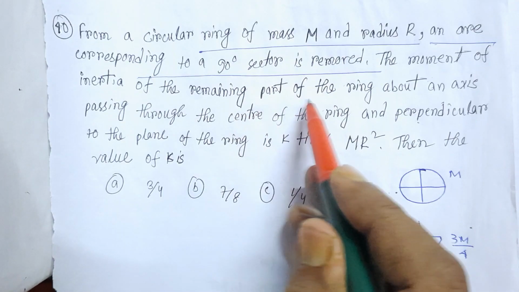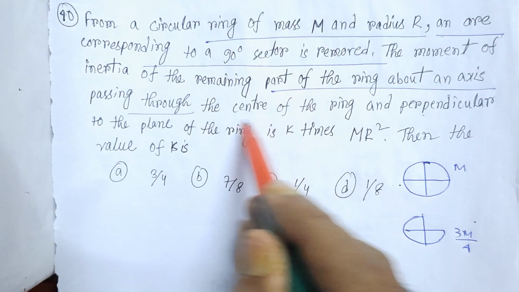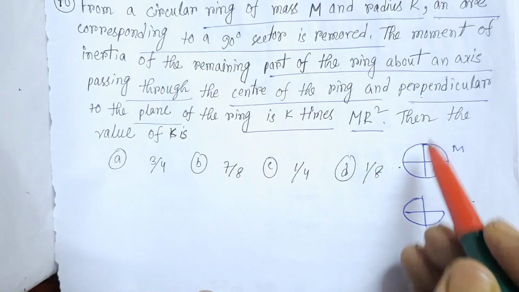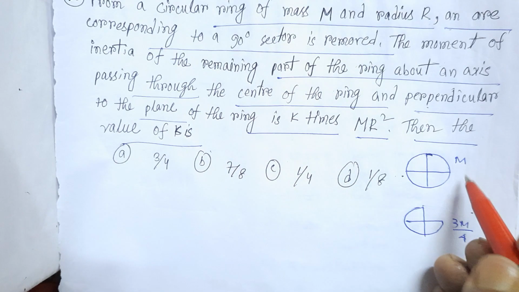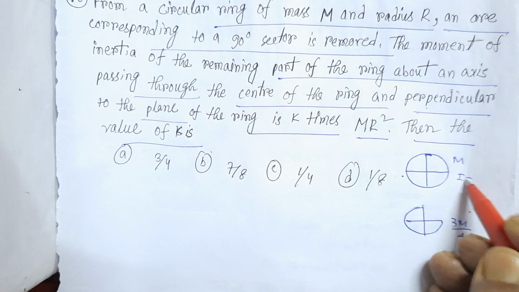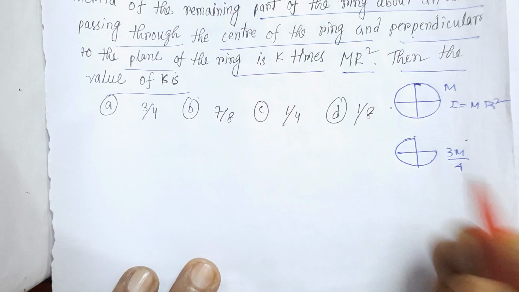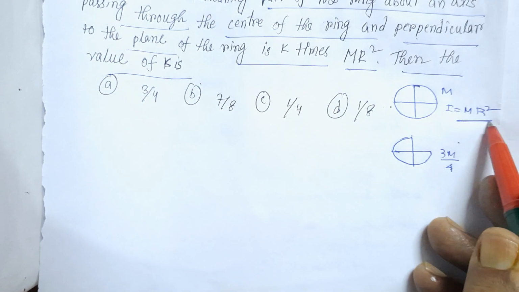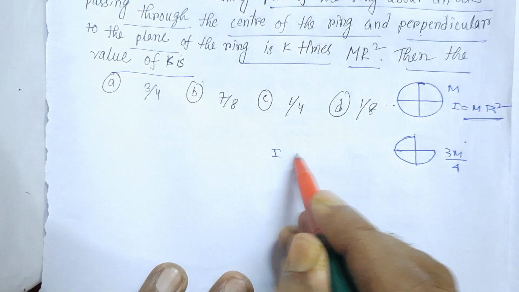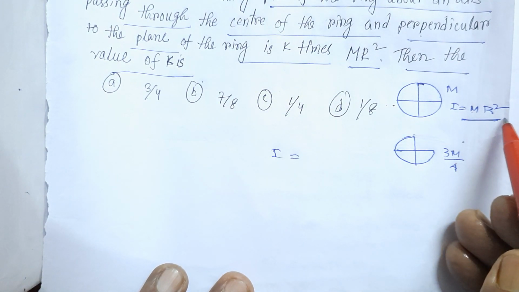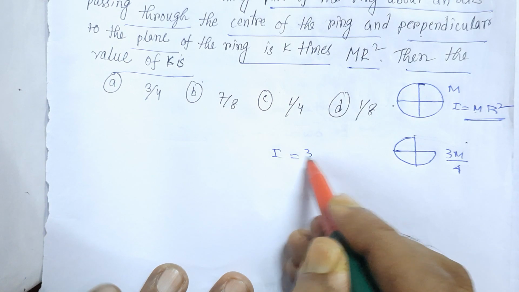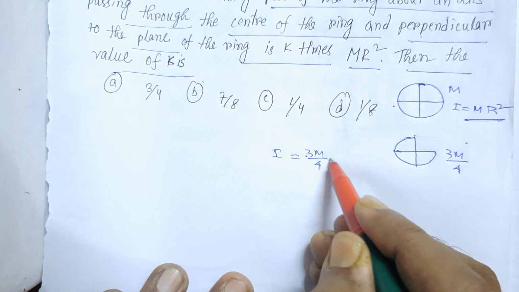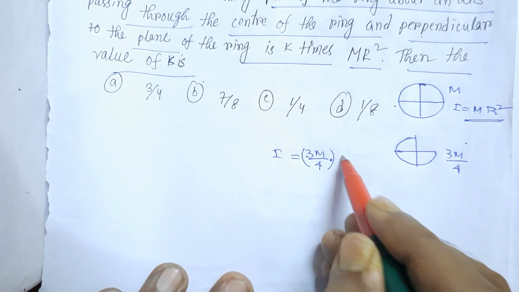The moment of inertia of the remaining part of the ring about an axis passing through the center of the ring and perpendicular to the plane of the ring is k times mr square. Then the value of k. Originally, the moment of inertia I of the ring is mr square. Now, mass distribution is same, so the formula is same. So moment of inertia formula is m into r square, but here m is 3m by 4 because 1/4 portion has been removed from here. So the mass of the ring is actually 3m by 4.